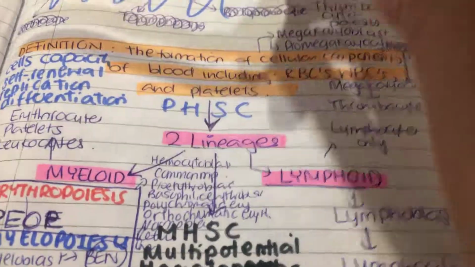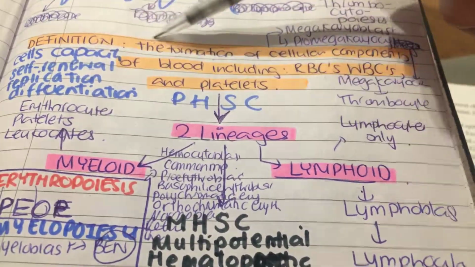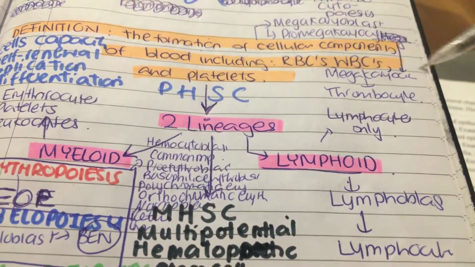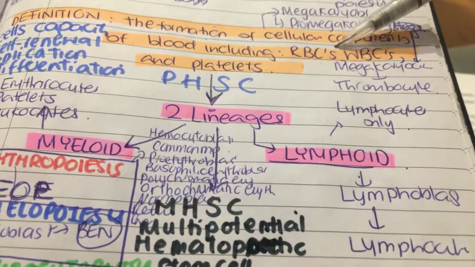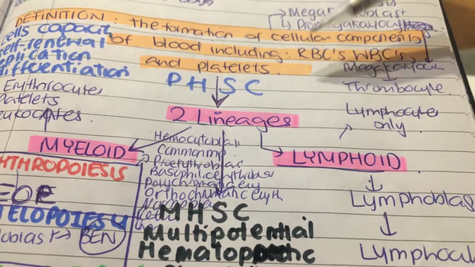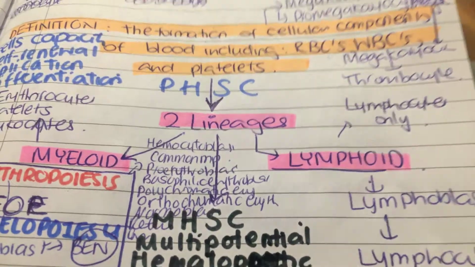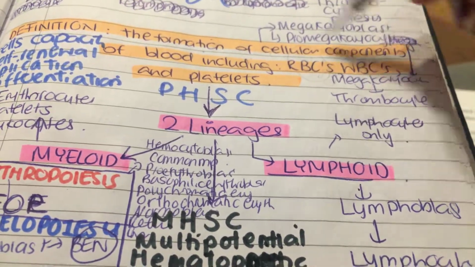Let's have a quick look at hematopoiesis. Hematopoiesis, the definition, is the formation of cellular components of blood, including red blood cells, white blood cells, and platelets. So we've already talked about blood being like a person and that analogy. Here are the three big brothers that are in the blood family. You've got the red blood cells, the white blood cells, and platelets.